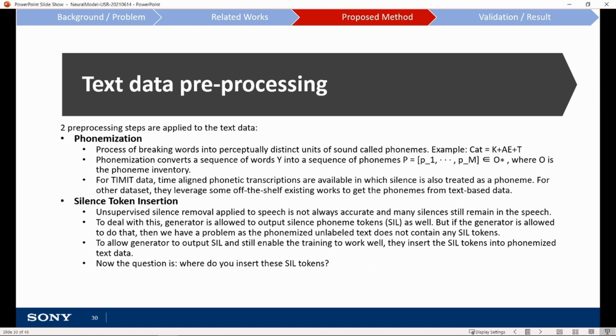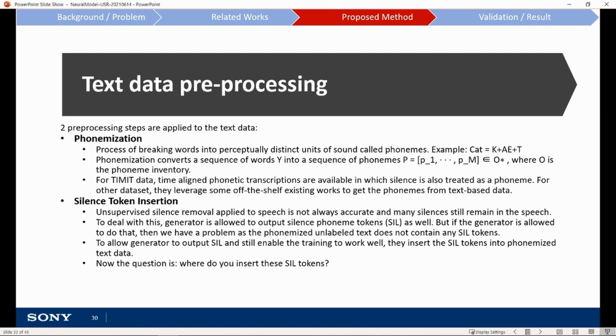So for one of the datasets, the phoneme transcriptions were already available, in which silence was also treated as a phoneme, but for the other dataset, they used some already existing work to convert the text data into phonemes. So this was not part of their contribution. They already leveraged other work to break text into phonemes. And then after breaking the words into phonemes, they further inserted silence tokens into the text.